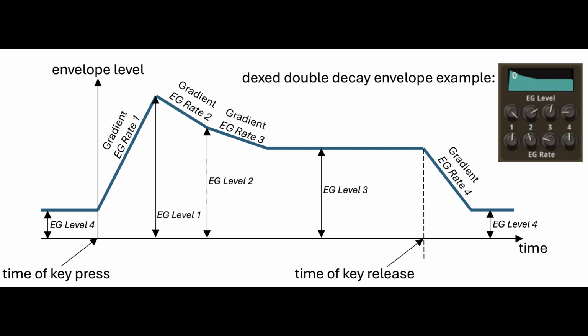And then we can change the level and rate for a couple of different steps while the key is being held down. And then when you let go of the key, we're going to get a different gradient, which is determined by EG rate 4. And this determines what on most synths might be termed the release rate. We could keep EG level 1 at maximum and set EG level 2 to be a little lower and EG level 3 lower still, and then EG level 3 will act as a sustain level, which is the level of the envelope after holding down the key long enough for the first 3 gradients to be played out.